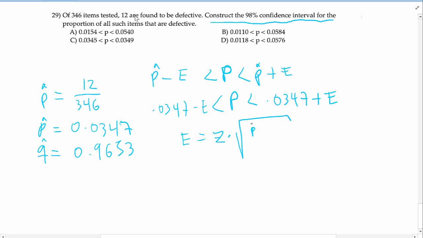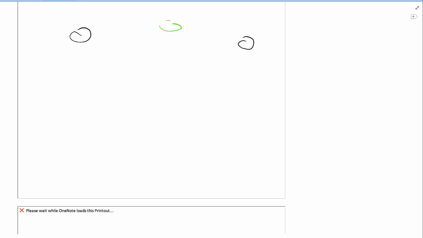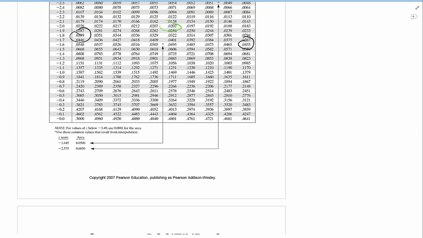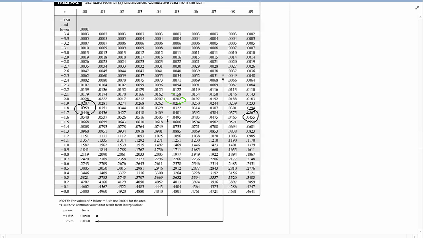times the square root of p hat q hat over n. Now, what is the z-score? When we want to build a 98% confidence interval, that means that in the tails, what we call alpha, is 2%. That means that in half of a tail, let's say the left tail, we have 1%, which is 0.01. If we go to the negative table and try to look for an area of 0.01, let me make this bigger.